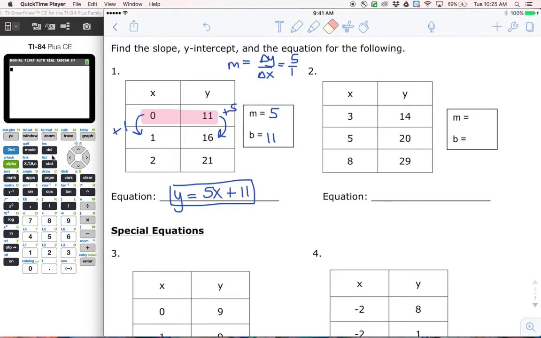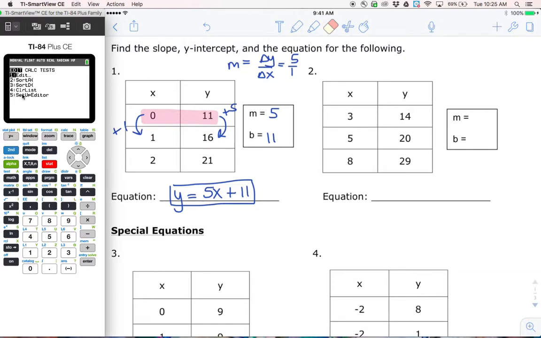You're going to hear me say a lot, stat edit, stat edit, stat edit. Click on stat, and the first option says edit, and that's what we want. It brings you to all these different lists, L1, L2, L3. L1 is where we put our x's, and L2 is where we put our y's. So for my x's, I'm going to type 3, click enter, then 5 and 8, taking the numbers from problem 2. Then I click over to my L2 column and use my y's: 14, 20, and 29.